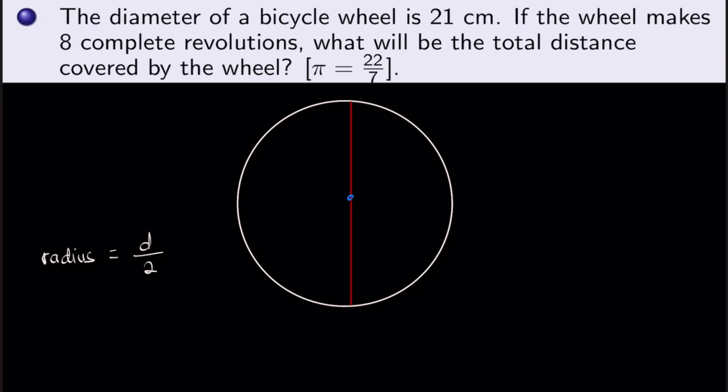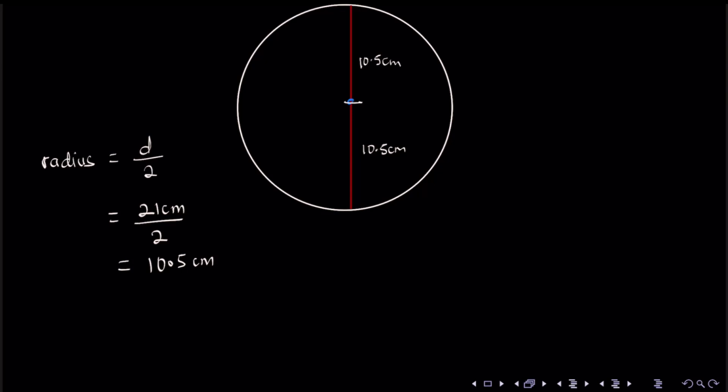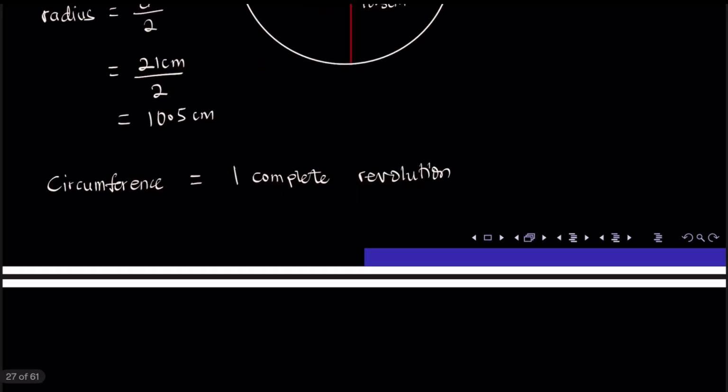By definition, the radius of a circle is defined to be the diameter divided by 2. And from this question, the diameter is defined to be 21 centimeters. So we are going to divide it by 2, which is going to give us 10.5 centimeters. Thus, the radius of this bicycle wheel is 10.5 centimeters. Thus, from the center to any point of the circle is 10.5 centimeters. Here, we should note that 1 complete revolution is equal to the circumference of the circle. And so we compute the circumference of this given bicycle wheel.